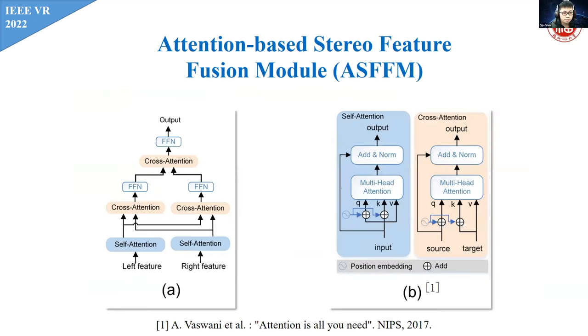Besides, considering the binocular information of a stereoscopic image is the key to visual comfort, we proposed an attention-based stereo fusion module to enhance and integrate binocular information. The structure of the attention-based stereo fusion module is shown in the figure on the left. Firstly, we utilize self-attention modules to enhance the features of left and right views, respectively. Then we use cross attention modules to fuse the enhanced features, and the structures of the self and cross attention modules are shown on the right.